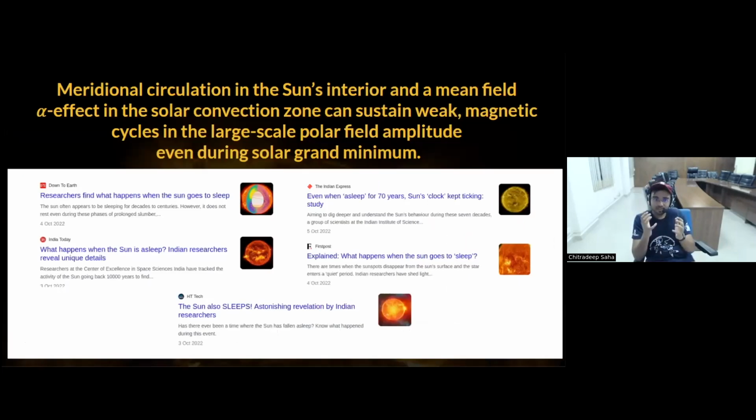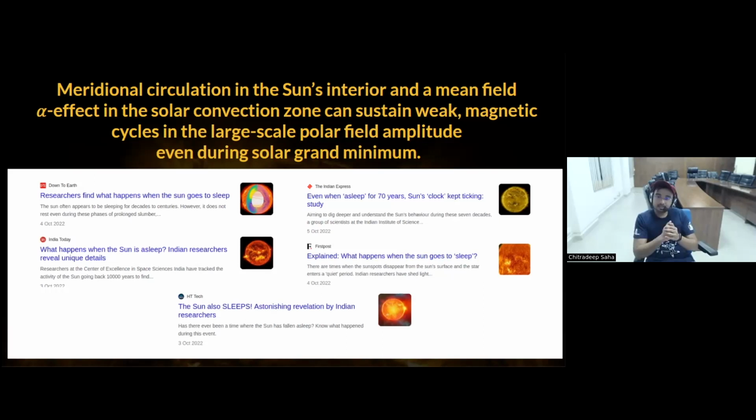It establishes a causal correlation: meridional circulation in the Sun's interior and the mean field alpha effect in the solar convection zone can sustain weak solar cycles in the large-scale polar field amplitude, even during solar grand minimum. Even if you don't see a considerable number of sunspots, even if you don't see considerable activity on the solar surface, this transport of magnetic fields and their recycling processes keep on happening in the solar interior and in the polar region.